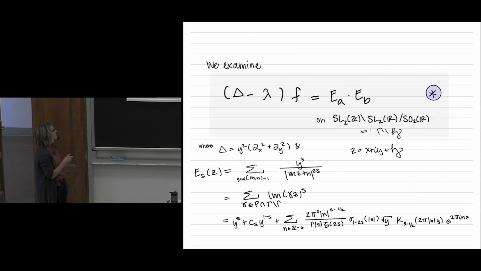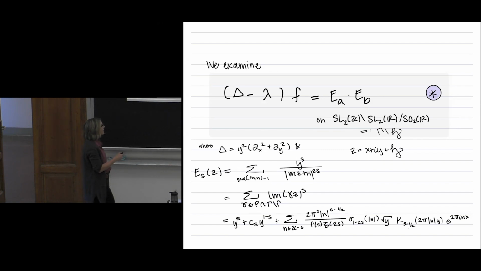Here, the Laplace-Beltrami operator is y squared times the usual Laplacian on R2. On the right side, we have a product of two non-holomorphic Eisenstein series, which we've seen a few times now. You can write it as a double lattice sum or a Poincare series, or you can expand using a Fourier expansion here.